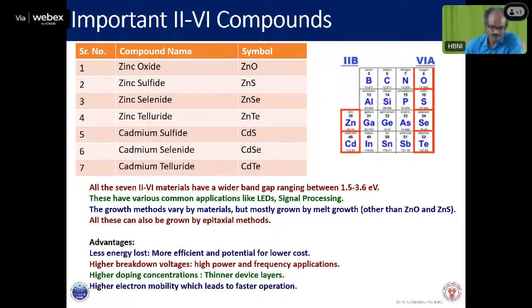Advantages: less energy lost, more efficient, and potential for lower cost. Higher breakdown voltages, so higher power and frequency applications. If they have higher breakdown voltage, obviously they can be used for higher power and higher frequency applications. Then, because of higher doping concentrations, we have thinner device layers and higher electron mobility in these materials. It gives you faster device operation.